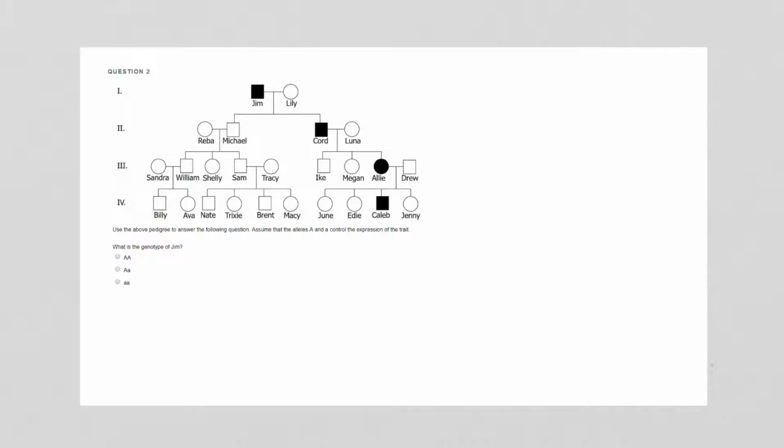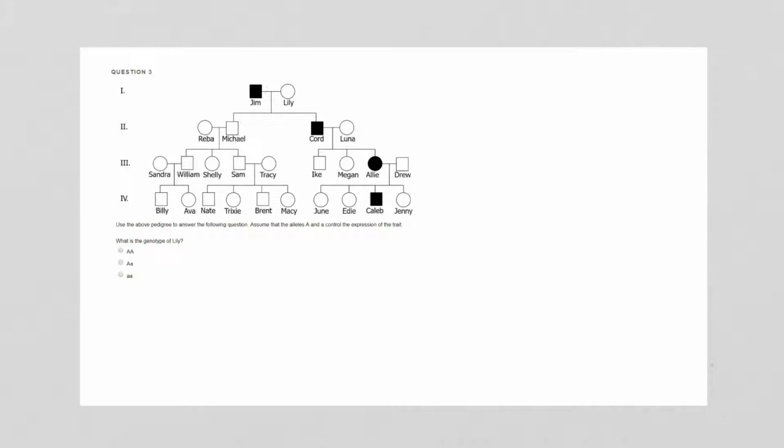In question 2, we're asked to figure out the genotype of Jim. Well, since we said this is a dominant pedigree, that means that everybody that has the white color would be little a. And if I just mark some of those in here, Jim is colored in, so he has at least one capital A. If we consider that he has a child, Michael, that has two little a's, Michael must have inherited a little a from both parents. So this means that Jim must be heterozygous.